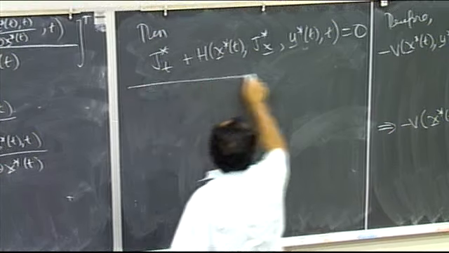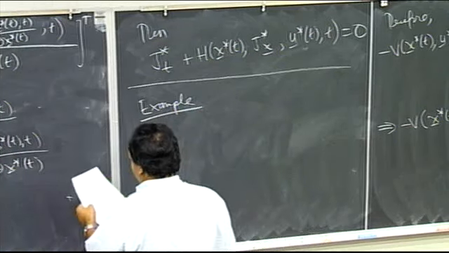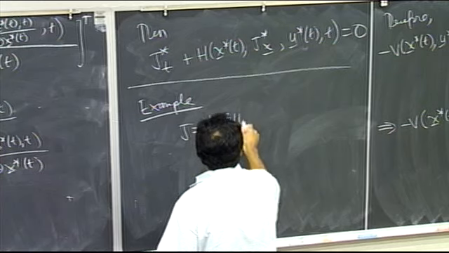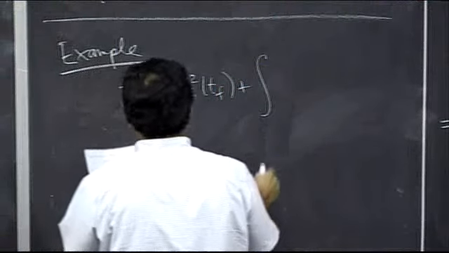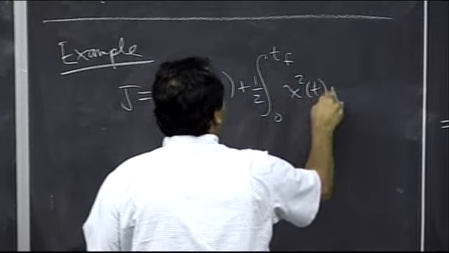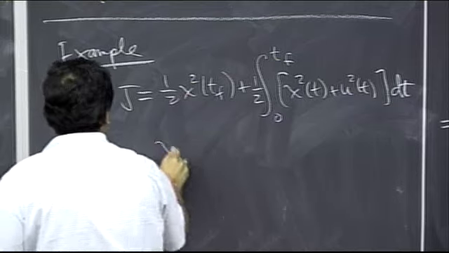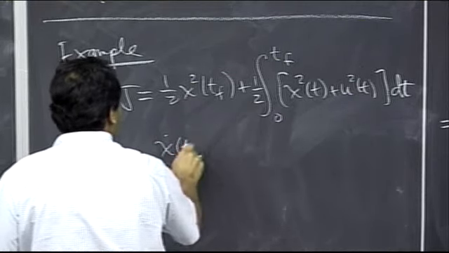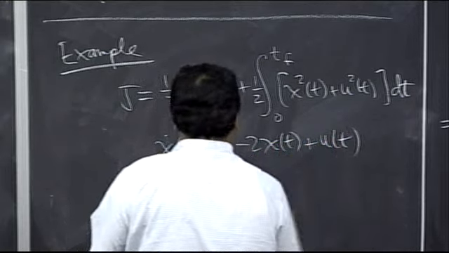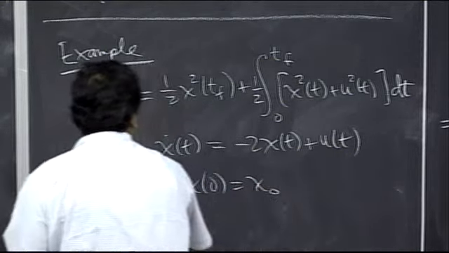We'll try it anyway. Let's do an example. Suppose I have the following problem. J is equal to 1/2 x squared at tf plus the integral from 0 to tf of x squared of t plus u squared of t. And my dynamics are x dot of t is equal to minus 2 x of t plus u of t. And I've got the initial condition x at 0 is equal to x0.